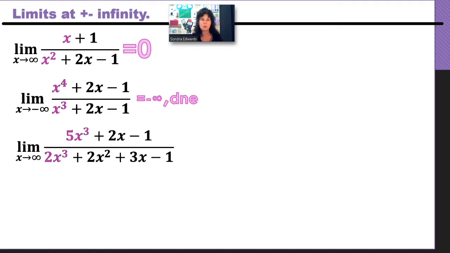This one, the degree of the numerator and denominator are the same, so the horizontal asymptote comes from a fraction of the leading coefficients, which is 5/2.